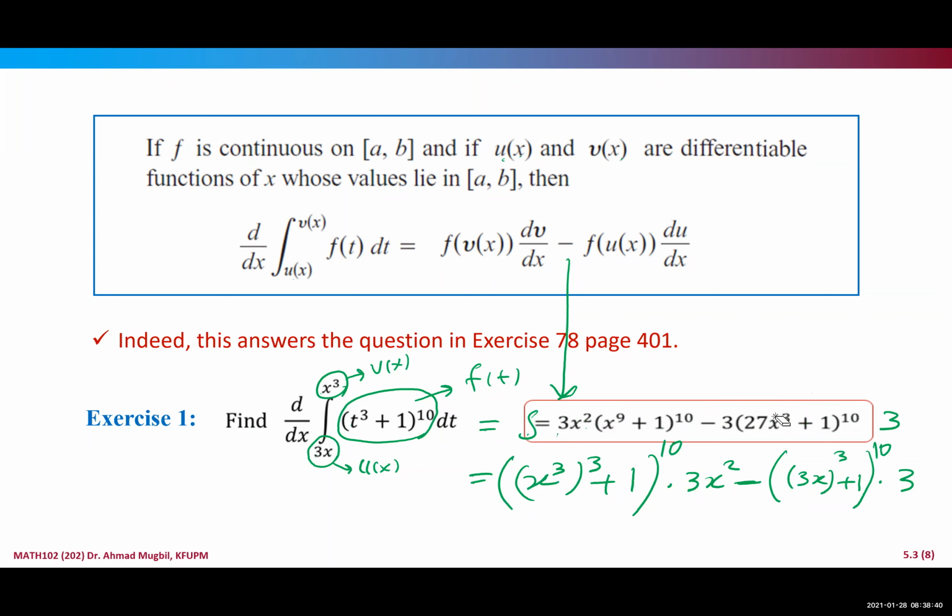And of course, to simplify, x to the power 3 all to the power 3 will be x to the power 9. Here it is. As I said, it is better to write this at the beginning to avoid any confusion. And 3x to the power 3 will be 27x to the power 3. Is it clear, Shabab? So you can just do it directly: replace t by the upper limit and differentiate the upper, minus replace t by the lower limit and differentiate the lower. This is if you want to differentiate the integral.